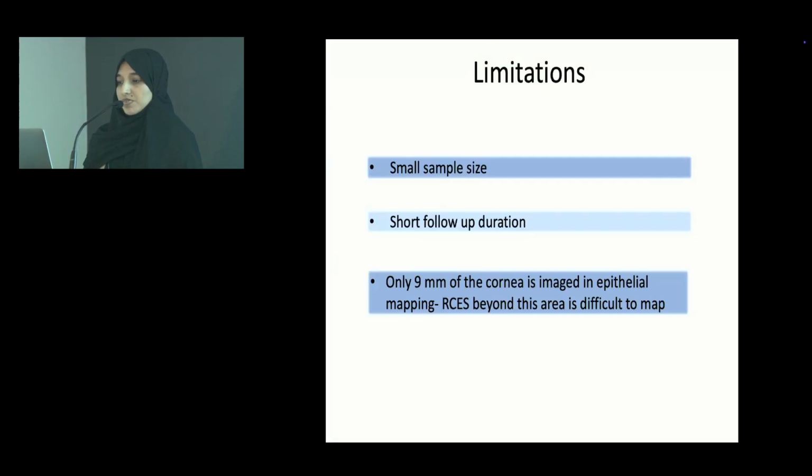So the limitations were we had a small sample size, the follow-up duration was shorter, and only 9 mm of the cornea was imaged in anterior segment OCT epithelial mapping, and RCE beyond this area was difficult to map.